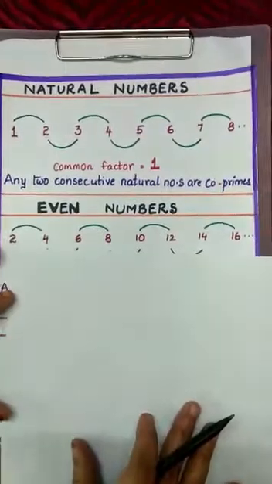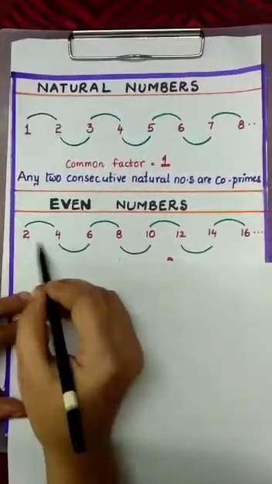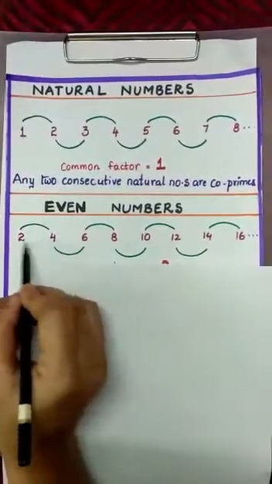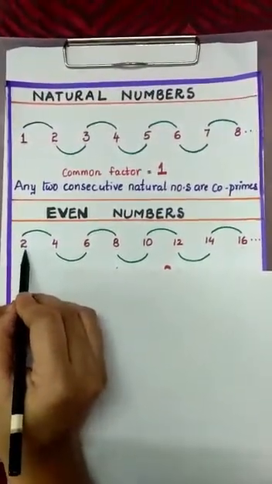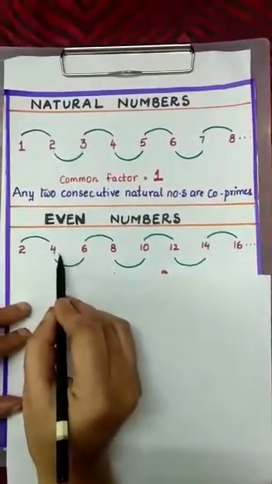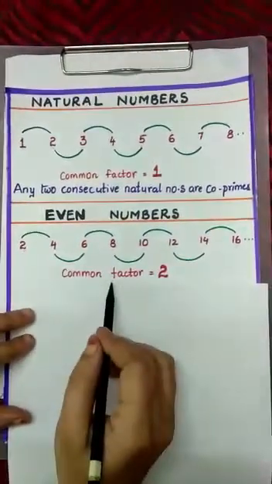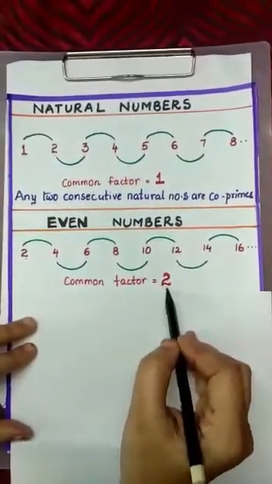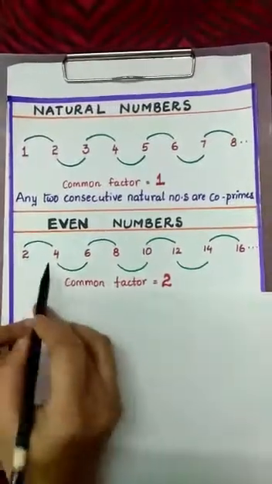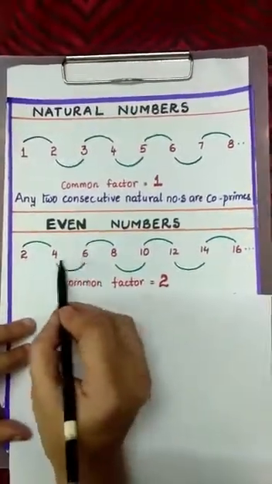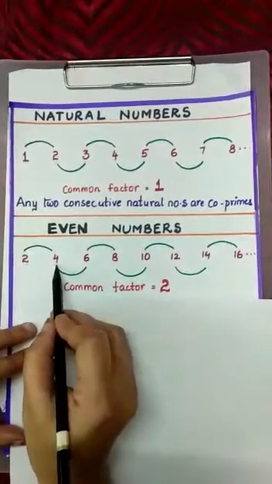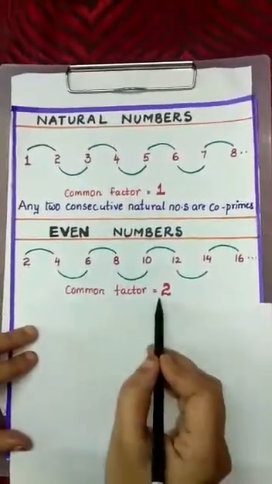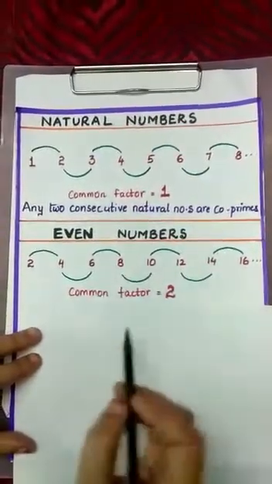Next one, if you take even numbers like 2, 4, 6, 8, 10 and so on. Now you see any two consecutive even numbers. 2 has factors 1 and 2. 4 has factors 1, 2, 4. What's the common factor? 2. Are they co-primes? Since they don't have 1 as the only common factor here, 2 and 4 are not co-primes. If you take 4 and 6: factors of 4 are 1, 2, 4, factors of 6 are 1, 2, 3, 6. Common factor is 2, so they are not co-primes.